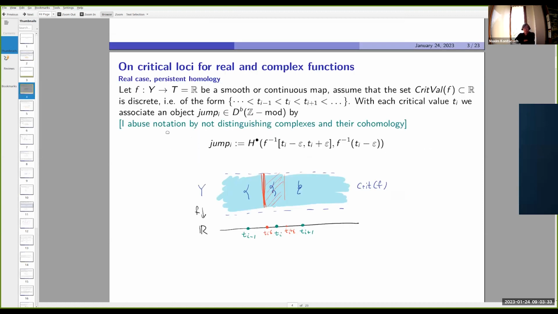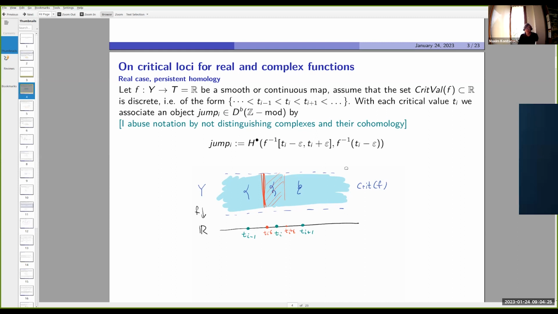Now I'll talk a little bit about critical loci for real and complex functions. Real functions are a simpler story, like Morse theory, and it's what I'll talk about first. It's maybe called persistent homology these days. Suppose you have a smooth or continuous map from some space, a manifold or just a locally compact Hausdorff space, to the real line R, and assume that the set of critical values is discrete. So we can enumerate them; it could be infinite to the left or to the right.